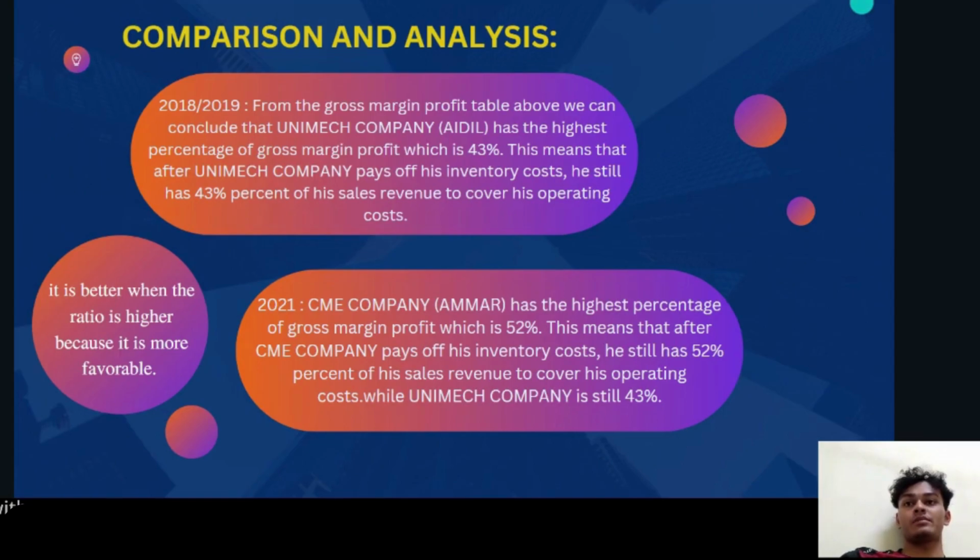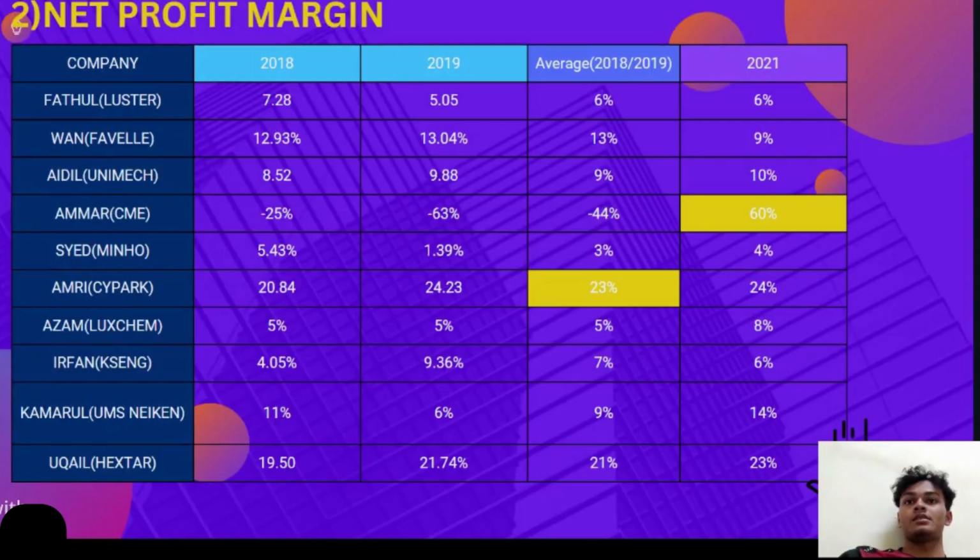Second is net profit margin. It's a financial ratio to calculate the percentage of profit a company produces from its total revenue. It measures the amount of net profit a company obtains per RM of revenue gained. A higher ratio is always better than a lower ratio because it means that the company is able to translate more of its sales into profit at the end of the period.